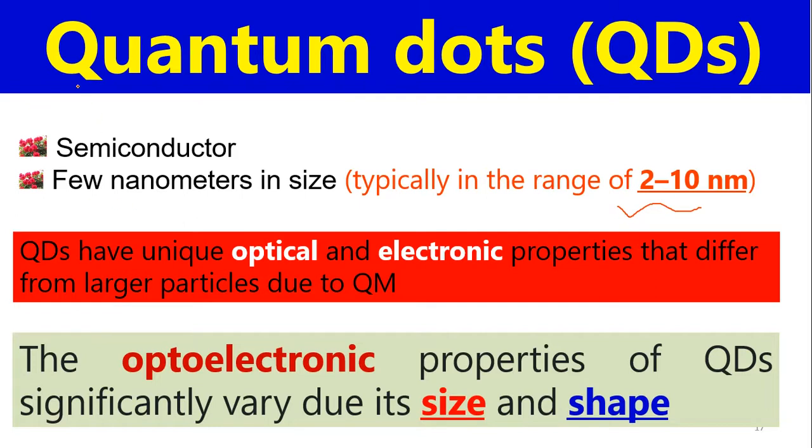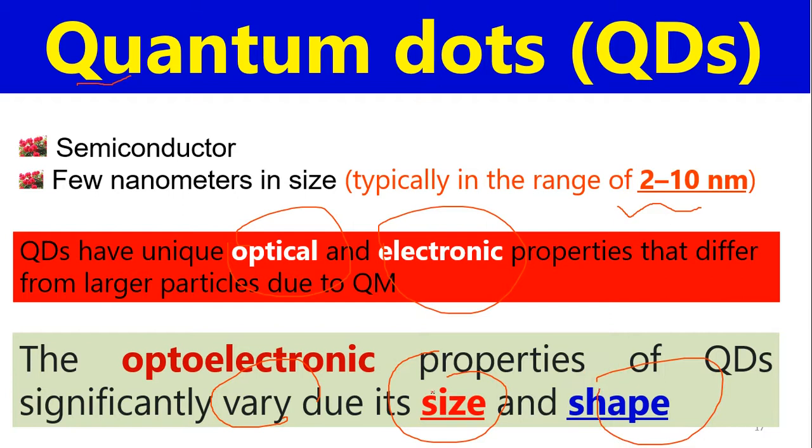We know quantum dots are semiconductors. They are not metal nor insulator. They are between the metal and insulators. Quantum dots are basically very small, in the range of 2 to 10 nanometers. Quantum dots have two specialties. One is the optical property and another is the electronic properties. Both these optical and electronic properties are significantly dependent on the size of the quantum dot and shape.